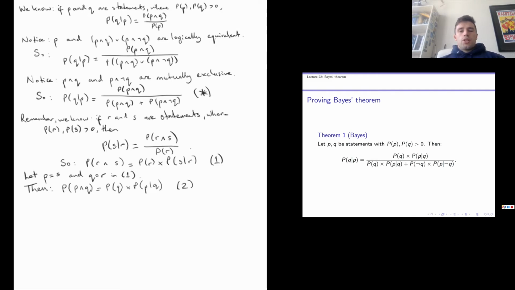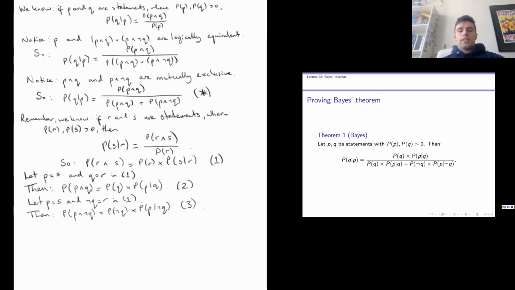We can also substitute P in for S in equation 1 and not Q in for R in equation 1. And doing that, we obtain another equation, P of P and not Q equals P of not Q times P of P given not Q.